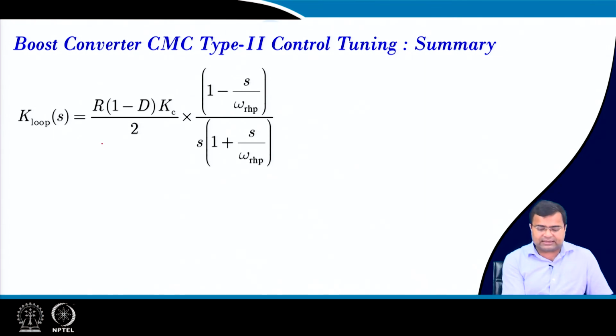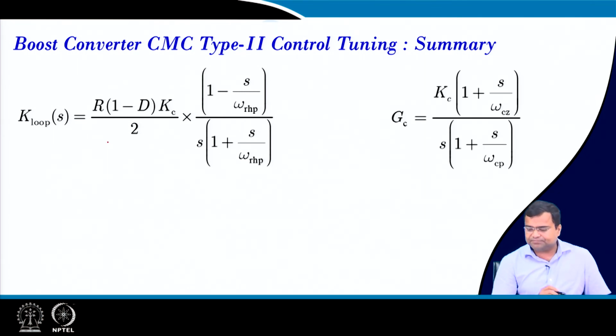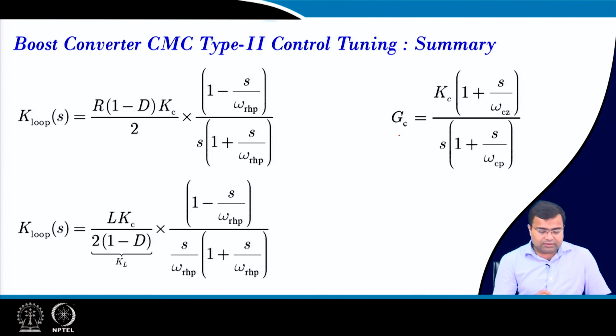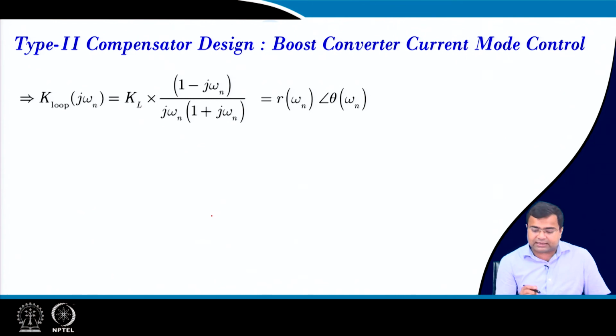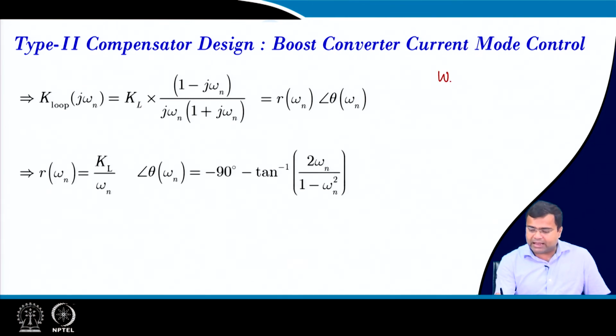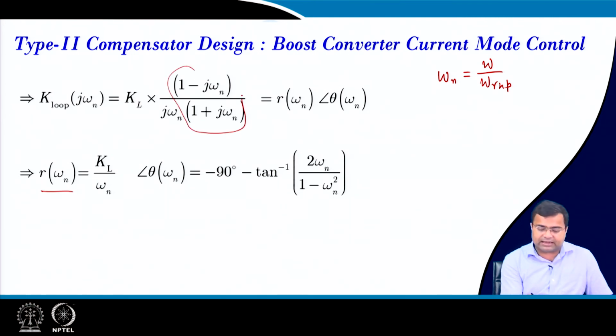So, the summary is that this is the loop transfer function that we have discussed. This is a controller, and this is the loop transfer function we are writing in terms of KL, and here we are using this term because it is common. Now, we can do a normalization by selecting omega n to be omega by omega RHP. Then we already know that the gain plot can be written as KL by omega n, because this term and this term, their gains are identical.